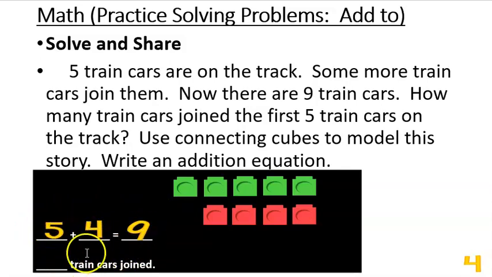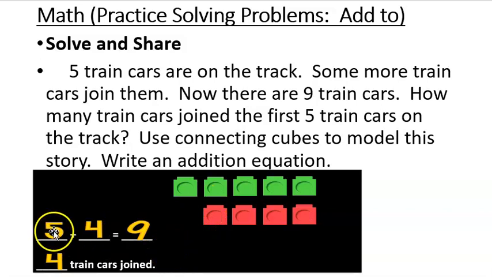And look down here. All you're going to do is put 4 back in here. Okay? 4 is going to go there. And now we have our problem all completed. We found our answer. And we know now 4 train cars joined them because look, these red ones, they came in and they're now on the track with these other train cars, okay?